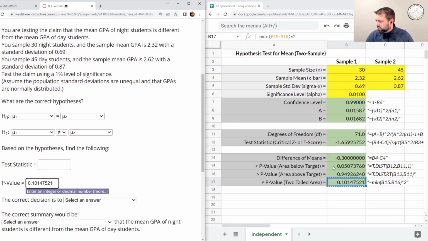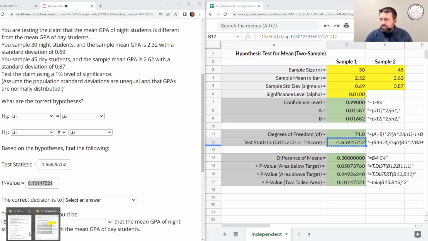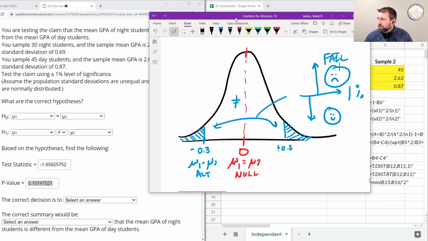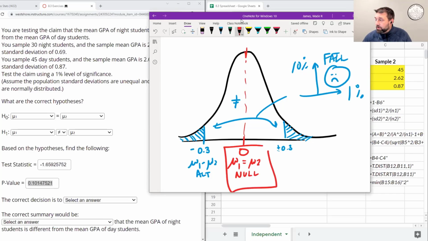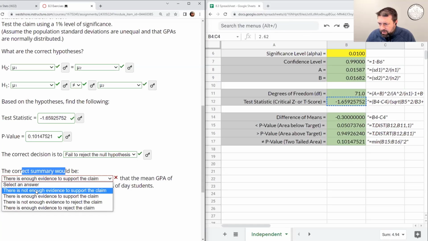Copy, paste. Here is our test statistic. Copy, paste. So our test statistic came in at that many standard deviations below the mean. This is our p-value. We came in at 10%. Sorry, everybody. We came in at 10%. That means not good. That means that we failed to reject the null. The null remains king of the mountain, and there is no difference in GPA between evening students and daytime students. All right, so the correct decision is we failed to reject the null hypothesis. The correct summary would be that there is not enough evidence.